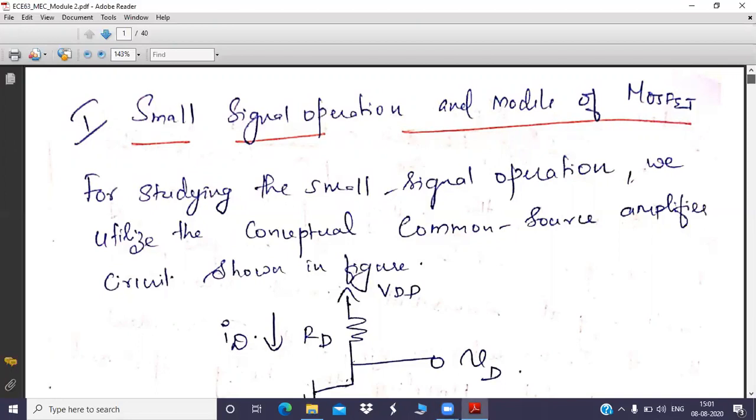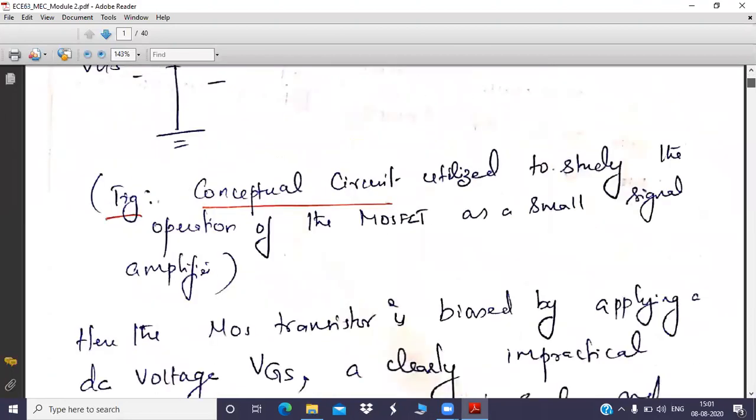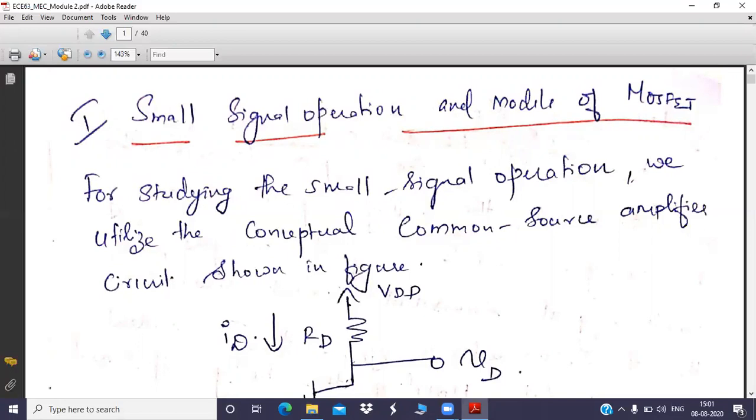You will have the portions from the first module as well as half of the second module. Now we will start with the second module. In the second module, as I told you, you will have the small signal operations and models of MOSFET. Clear?